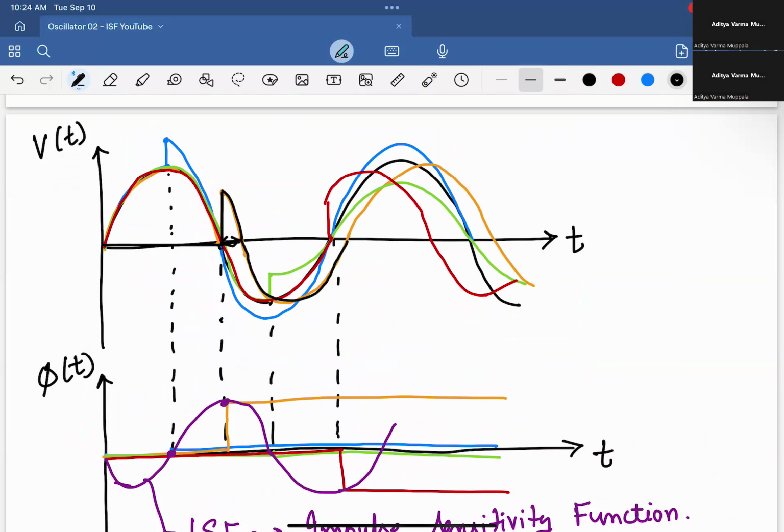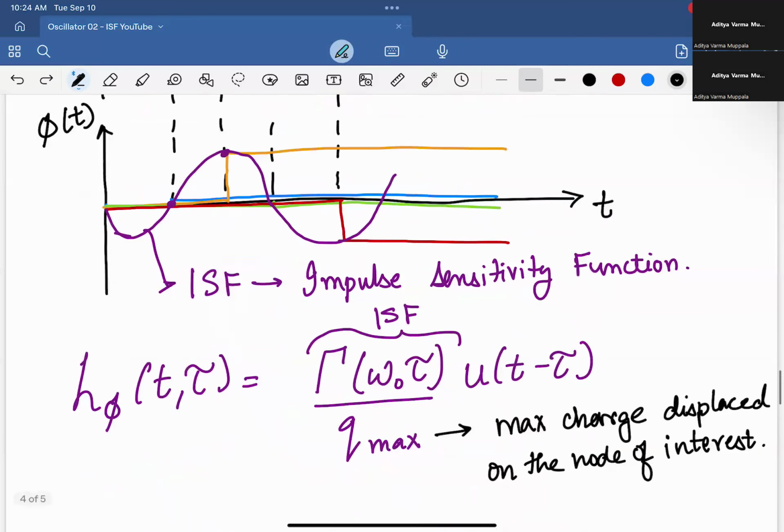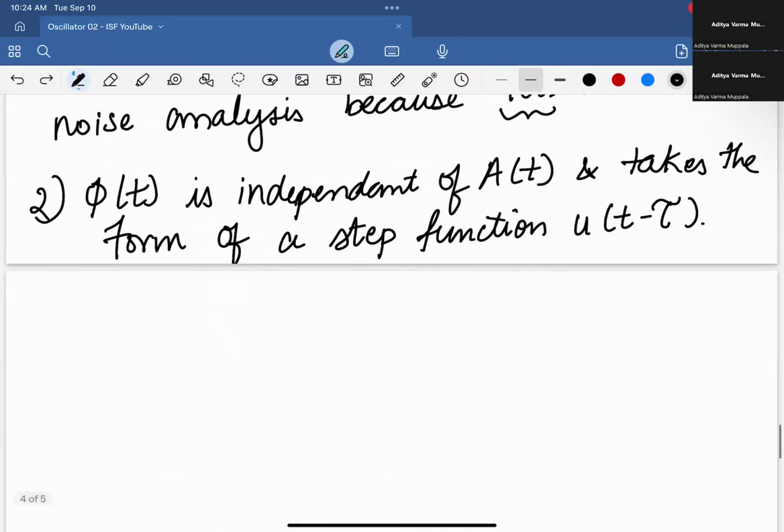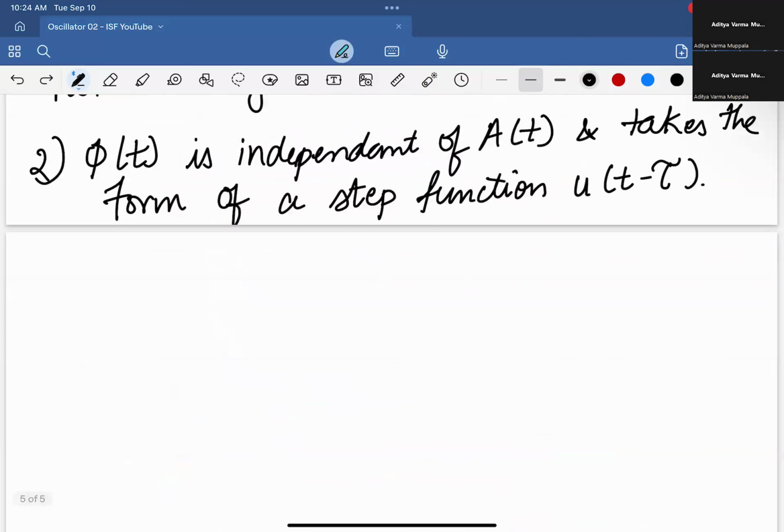We argued that based on saying that, okay, this is a limit cycle. It doesn't have any phase memory. So any phase shift that's introduced remains the same with time. But that may also not be the case, right? So essentially, this boils down to saying that the impulse response may not be a step function.